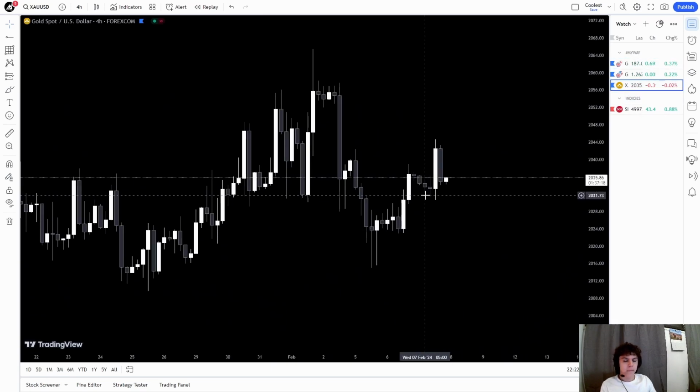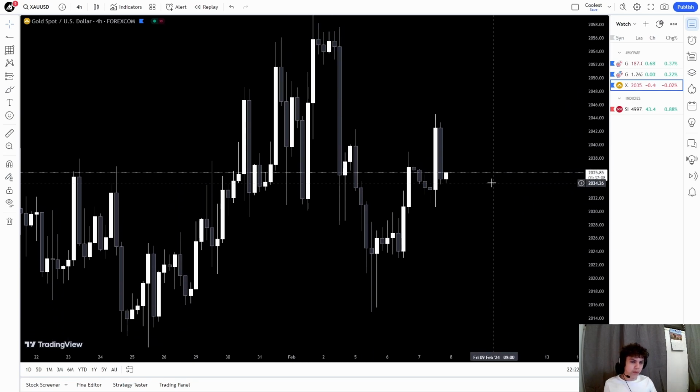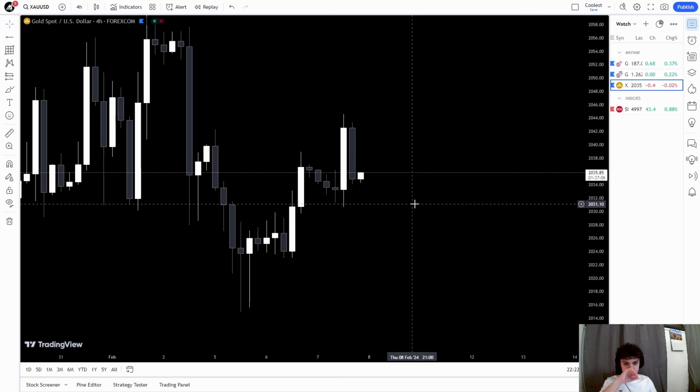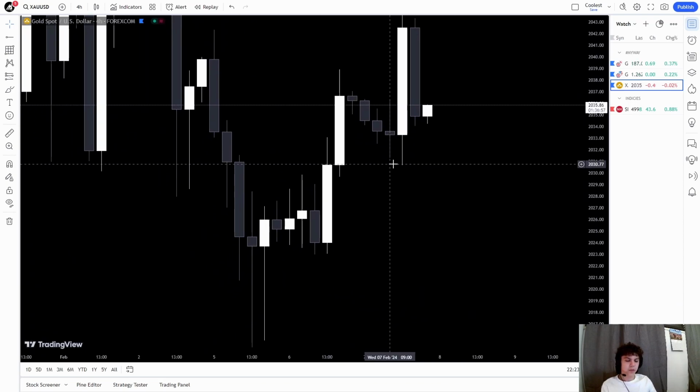Okay. Gold on the 4-hour time frame. Are we bullish or bearish currently? Uptrend or downtrend? It's an uptrend. I hope you said uptrend. Why is it an uptrend? Why is it bullish? The last time it broke structure, it was to the upside.